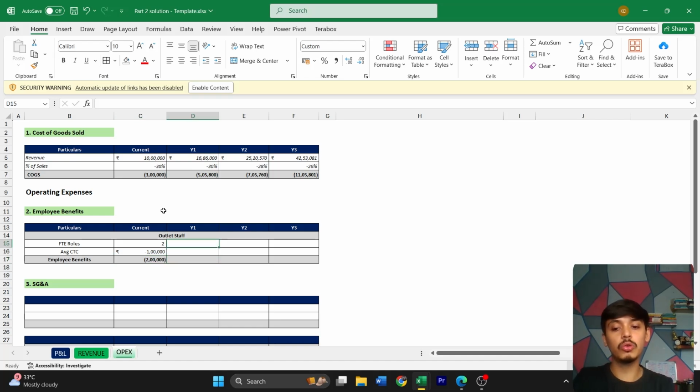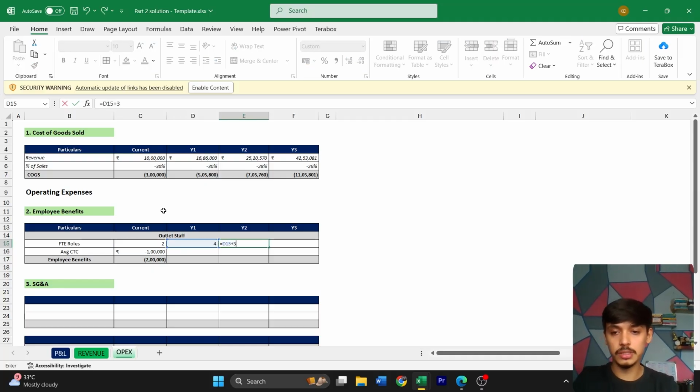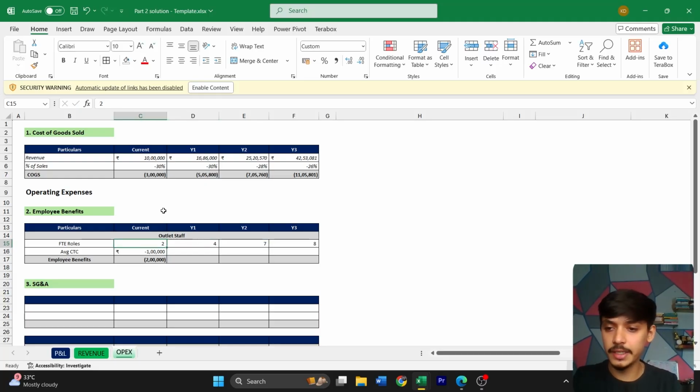We have two more added in year one, so our total becomes 4. So this will be this plus 2. Three more added in year 2, so this plus 3, and one added in year 3. So that way we added the FTE roles, and next we are going to add the CTC.